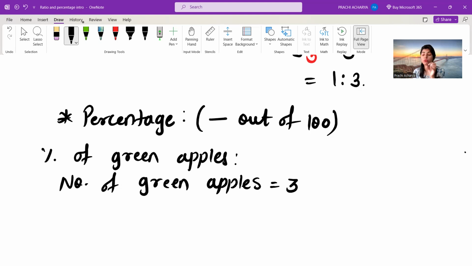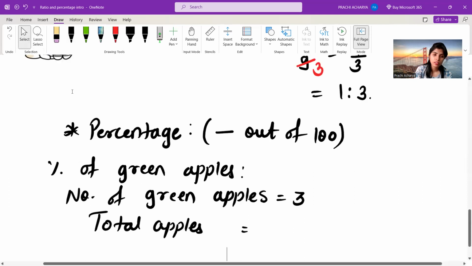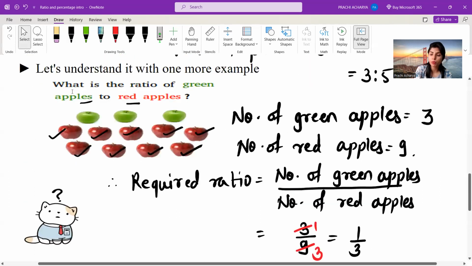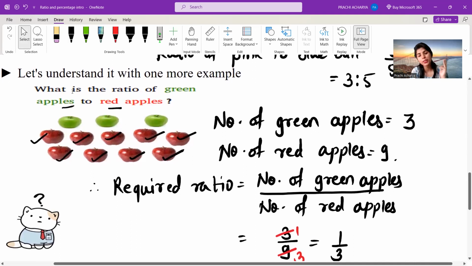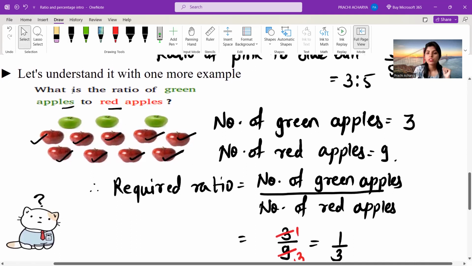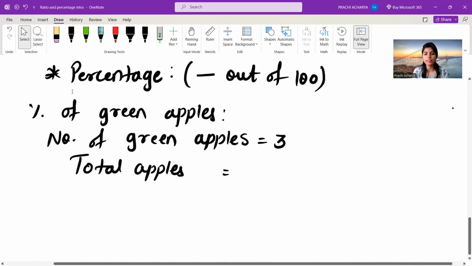For this, अब out of ये अभी के लिए 3 out of कितना है, तो we have to count total apples. So we'll write down total apples. है ना? So what are total apples? You don't have to count again. You have both the apples, green apple, red apple, दोनों की अगर addition कर दोगे, you will get total apples. So 3 plus 9, 12. So we have total apples is equals to 12.